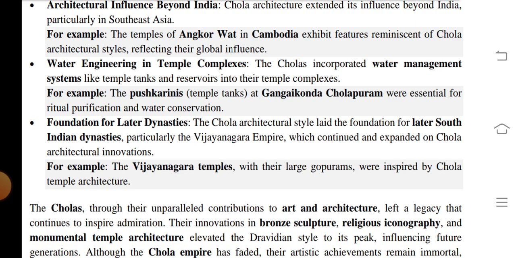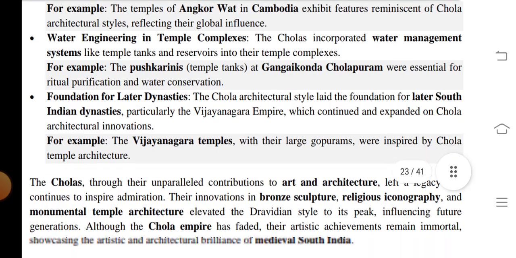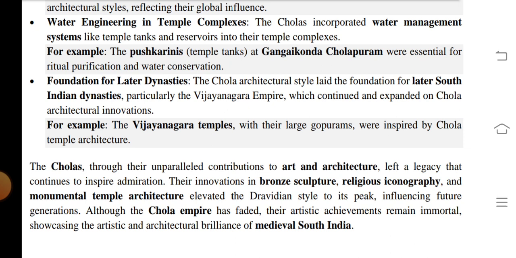their global influence. Water engineering in the temple complexes. The Cholas incorporated water management systems like temple tanks and reservoirs into their temple complexes. For example, the Pushkarini and temple tank at Gangaikonda Cholapuram were essential for ritual purification and water conservation.